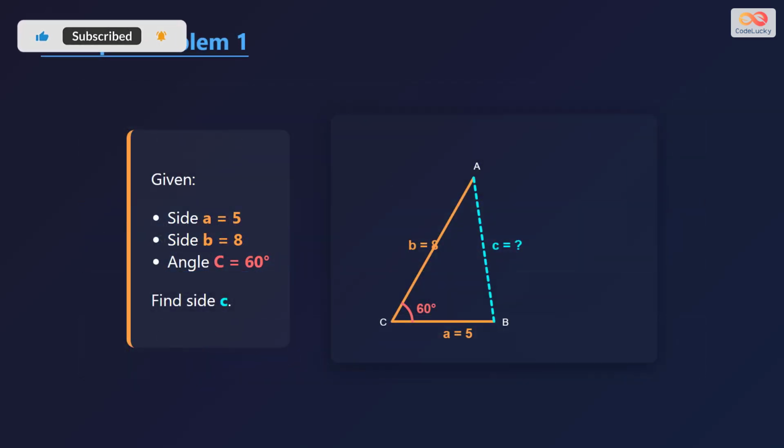Let's look at an example. We have a triangle with side a equal to 5, side b equal to 8, and the included angle c is 60 degrees. Our goal is to find the length of the unknown side, c.